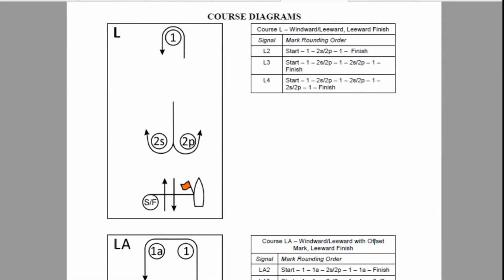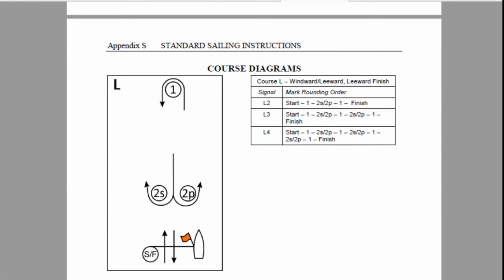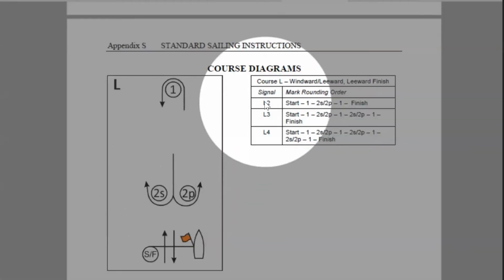Well, if people are talking about what should we signal them as, my impression would be, let's go to what World Sailing has put in the rule book in Appendix S, the standard sailing instructions. Course L? That's silly. We don't call anything a course L. They designate course L as a windward leeward with a downwind finish. And you see, there is no option here. There is no option for an L1.